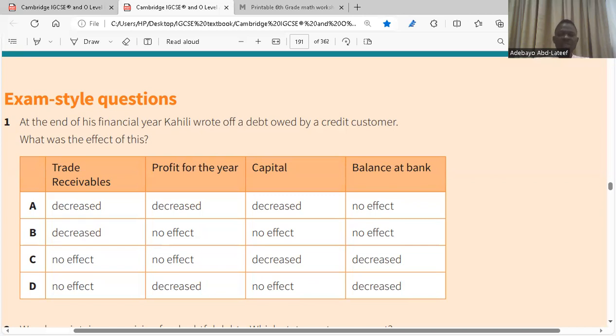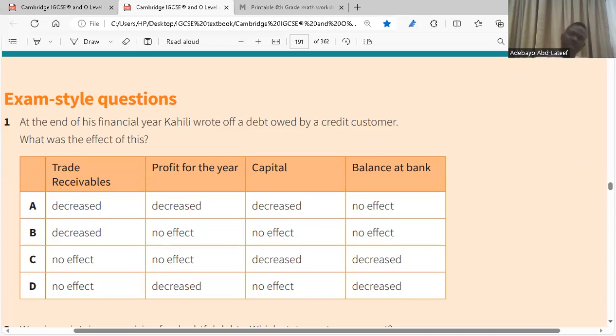It doesn't affect your capital. It doesn't affect the balance at bank. So it's B. It's not affecting your balance at bank. Wait, your trade receivable will reduce. Your profit for the year will reduce.